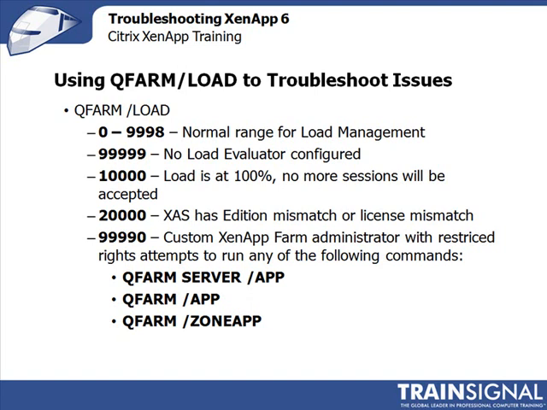A 10,000 value would mean that the server is at 100% load and is no longer going to accept any new connections. A 20,000 value means that the XenApp server has a misconfigured edition that doesn't match what it's seeing in the license file. Four nines and a 0 means that a custom farm administrator is trying to log on and use some of these qfarm commands, and he or she doesn't have access to do so. So qfarm /load immediately gives you visibility into some of the issues that you're seeing, or that could potentially be the cause of the issue. Make sure you memorize these values and what they mean for the CCA exam. That's going to be very important.